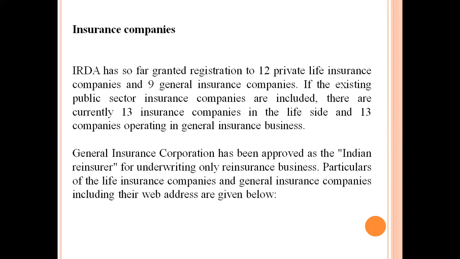What is the present position of the insurance companies in India? IRDA, the Insurance Regulatory and Development Authority, has so far granted registration to 12 private life insurance companies and 9 general insurance companies. If the existing public sector insurance companies are included, there are currently 13 companies in life and 13 companies operating in the general insurance business.